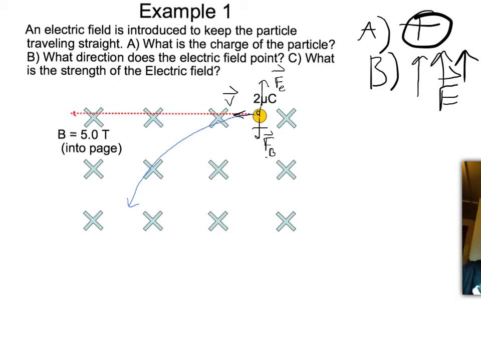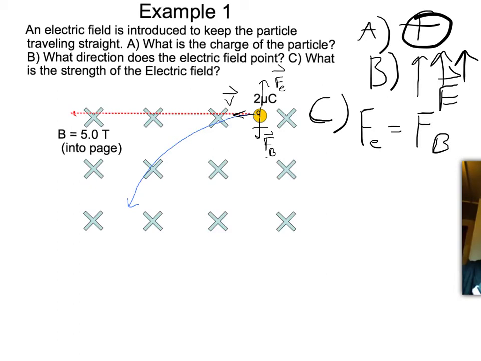And C, what is the strength of the electric field? Well, since these two forces are the only thing coming into play here, we know we need to balance the electric and magnetic force. So for part C, we can look at those two to balance: F_E equals F_B, up equals down, because we're in translational equilibrium. It's moving at a constant velocity, one direction, one speed.